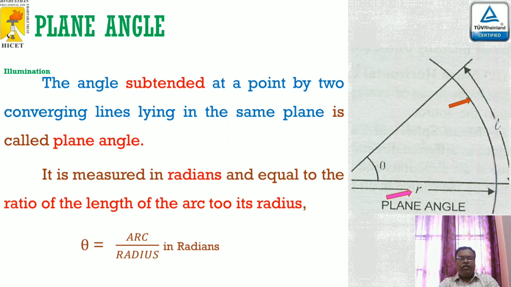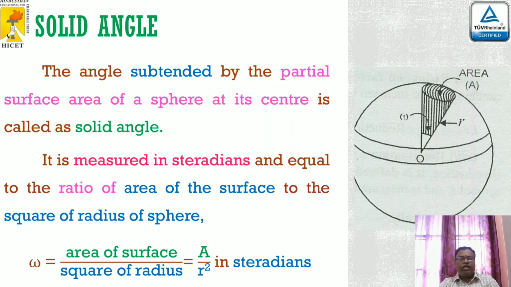Next one is the solid angle. The angle subtended by the partial surface area of the sphere at its center is called the solid angle. It is measured in steradians and equals the ratio of the area of the surface to the square of the radius of the sphere. You can see that omega equals area of surface divided by square of radius. Therefore, omega is directly proportional to the area of the surface, and inversely proportional to the square of the radius. And of course, the unit of the solid angle is steradians.